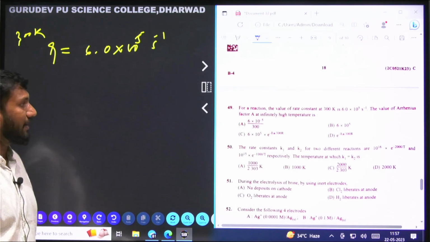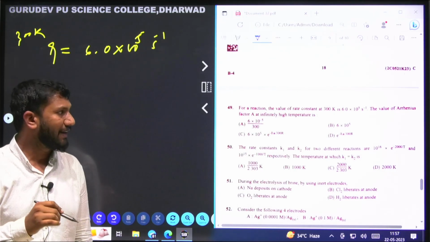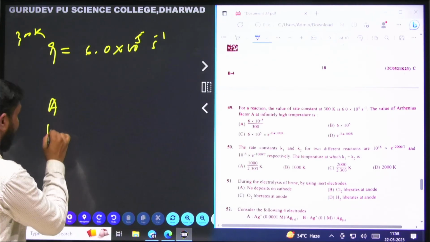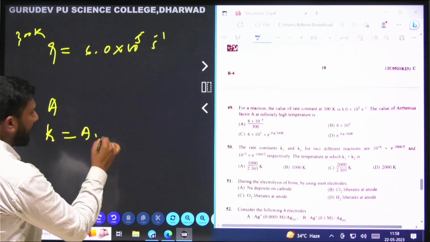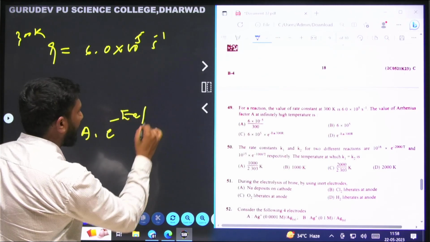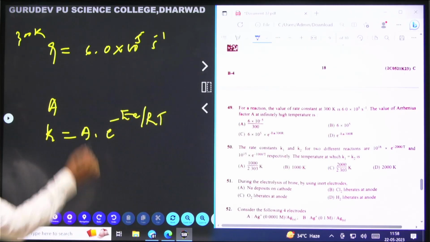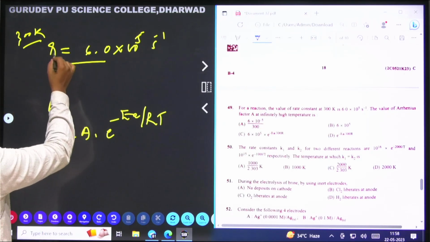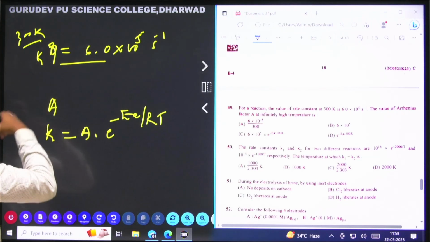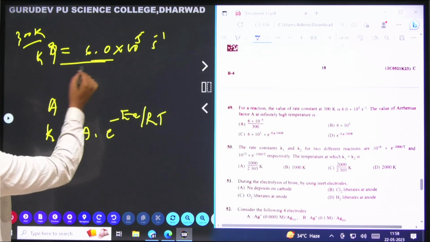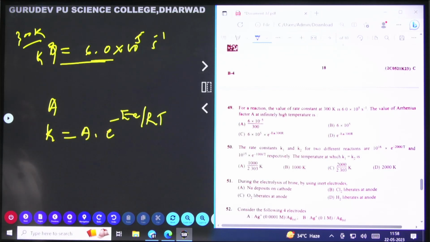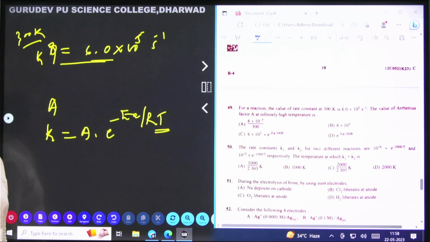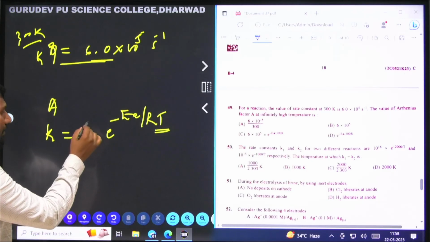The value of Arrhenius factor at infinitely high temperature is... okay, we know Arrhenius formula K is equal to A into E power minus EA by RT. So at 300 Kelvin, rate constant means instead of R we can write K. K value at 300 Kelvin is 6.0 into 10 power 5 per second. At very high temperature, infinite temperature, what is the value of A?